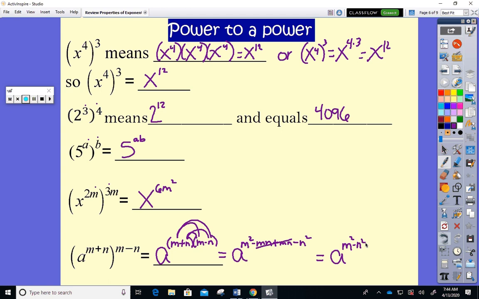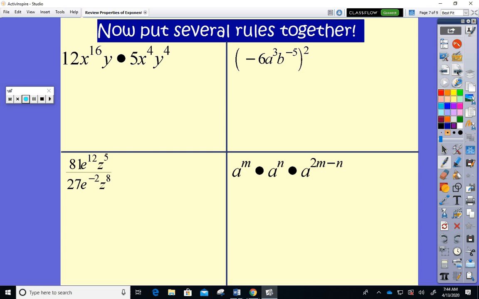Now, that's a pretty big problem there. And most of your problems on the homework are a little more straightforward than that. So your problems on the homework are going to look some like what we've already done, where you have simple one rule at a time problems. But now we've got problems where you're going to put all the ideas together.